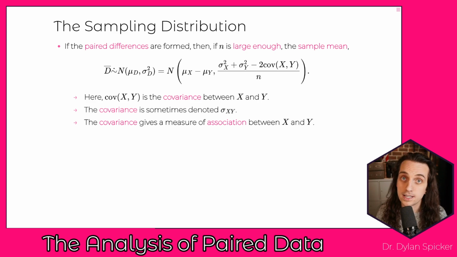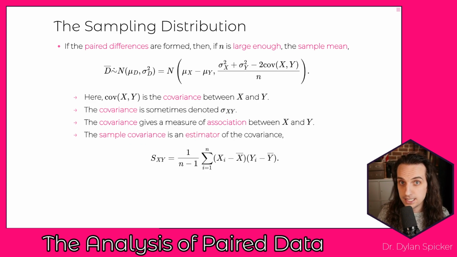If they're negatively related, so as x goes up, y goes down, then we would expect a negative covariance. And if there's no relationship, then we should expect a covariance of around 0. Now we can make a sample covariance, which is sort of the equivalent quantity except based on the actual observable data. So we'll call this SXY, and it's going to look a lot like our sample variance.